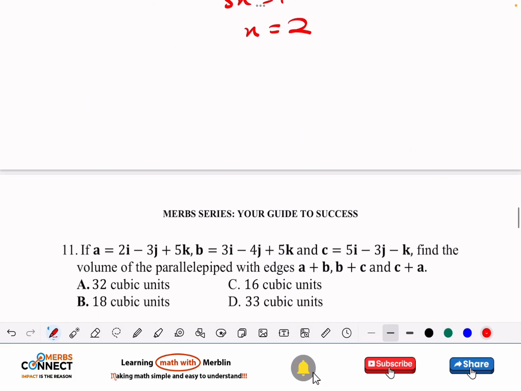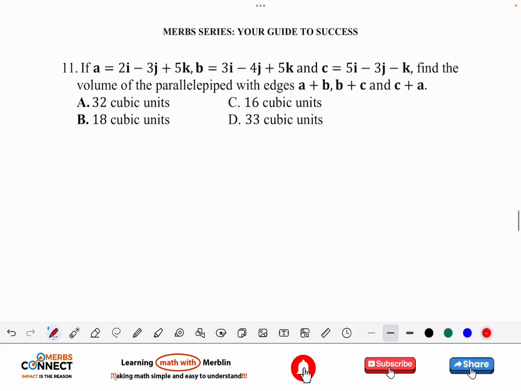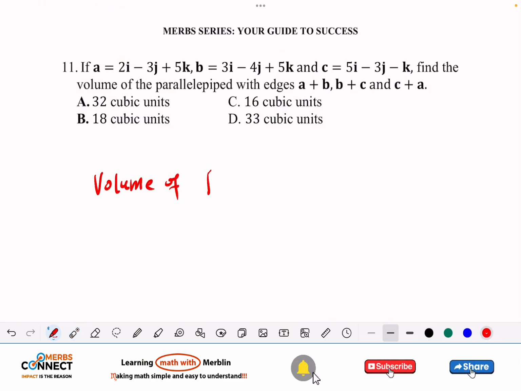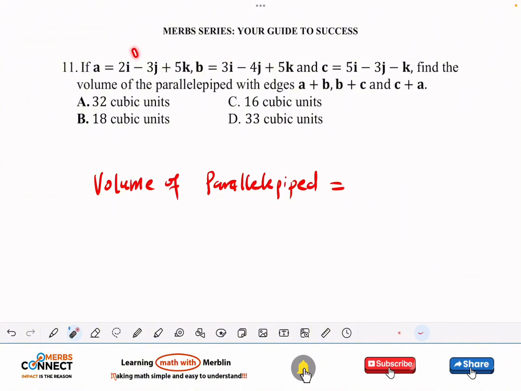So some of them are pretty straightforward. Now let's look at question 11. Okay, so question 11, we want to find the volume of a parallelepiped, right? So this is just formula work. So the volume of the parallelepiped, this thing that we have here, we have A, B, C.